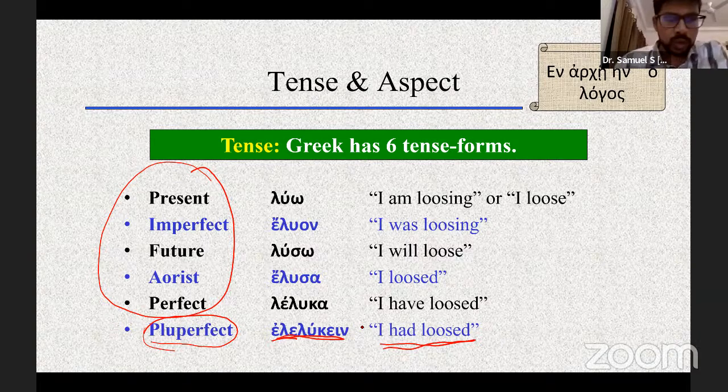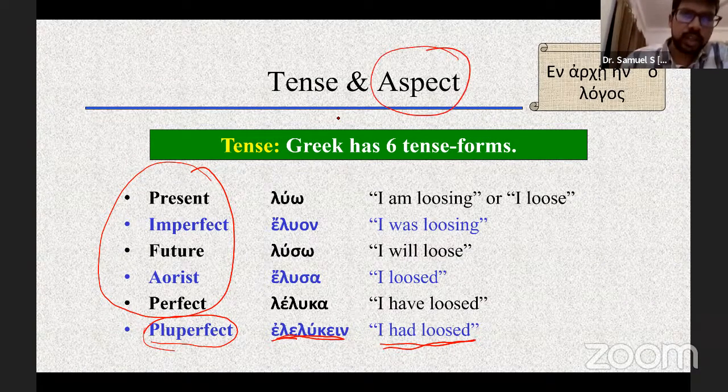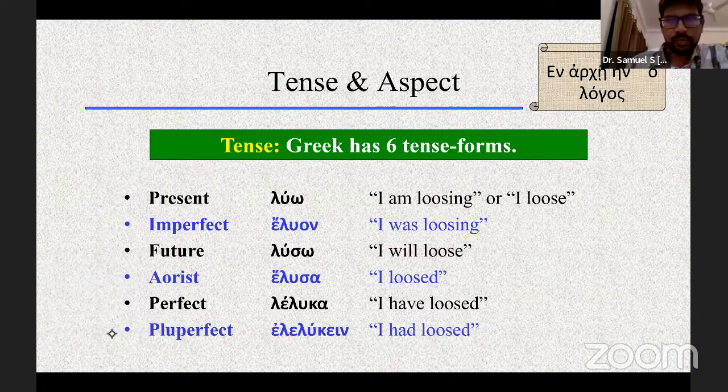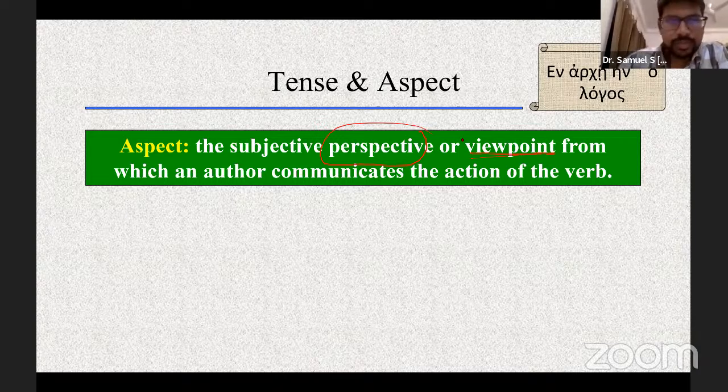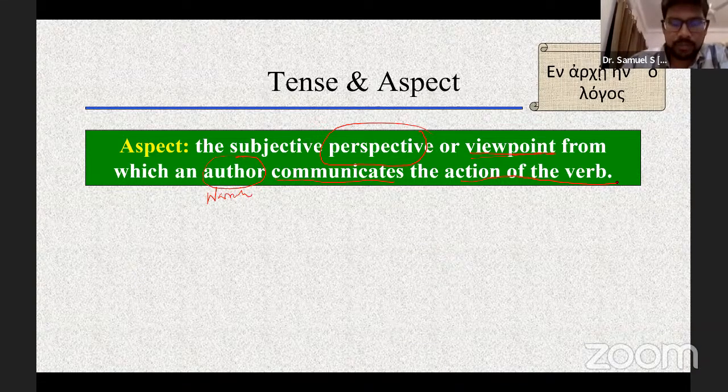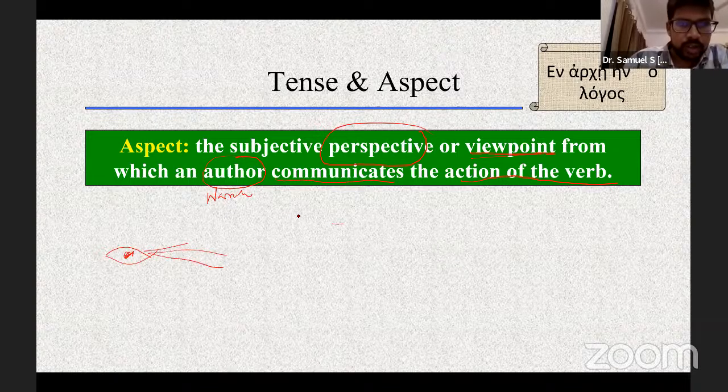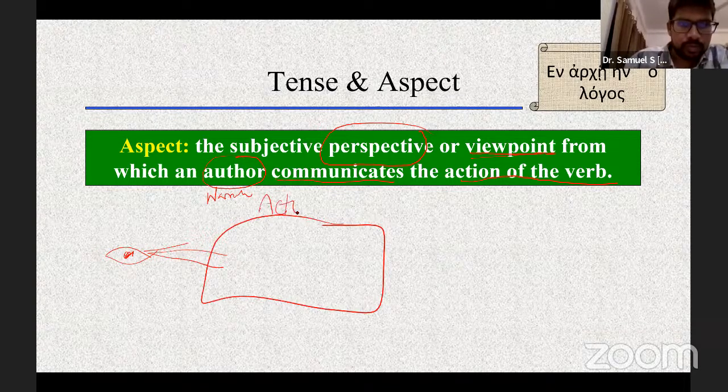So now comes the big question. What is this aspect that the tense forms are communicating? Aspect is the subjective perspective or viewpoint from which an author or narrator communicates the action of the verb. So, for example, let me draw a little eye here. The eye is looking at an action, whatever that action is, right?